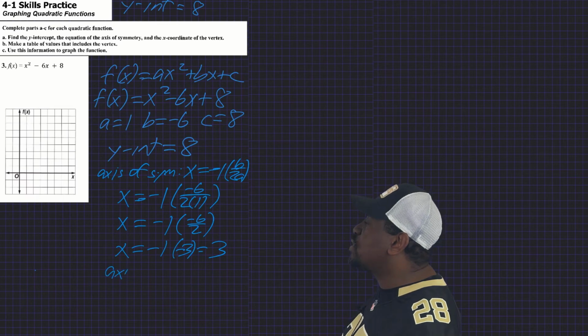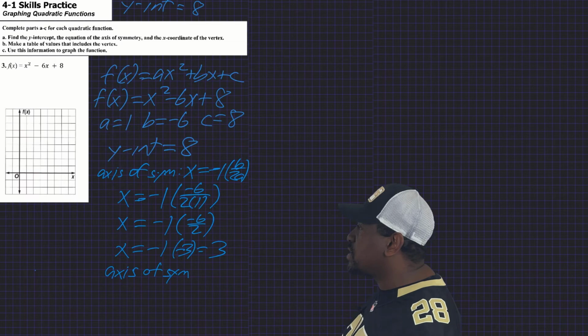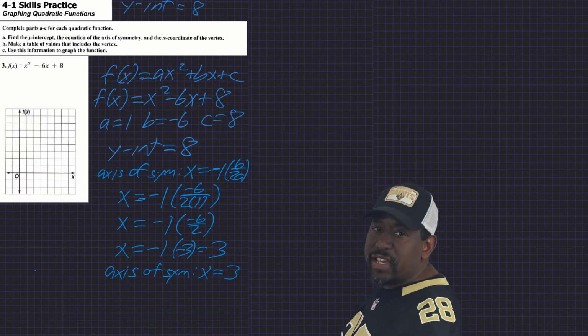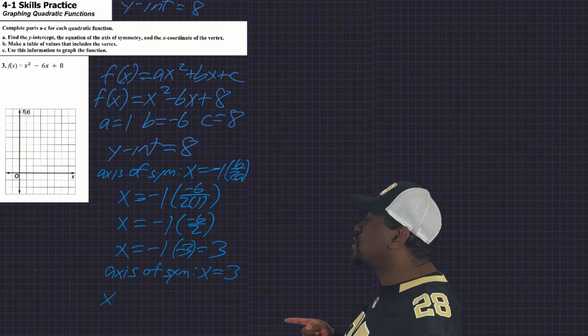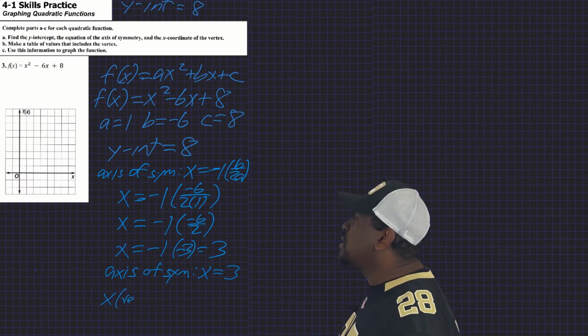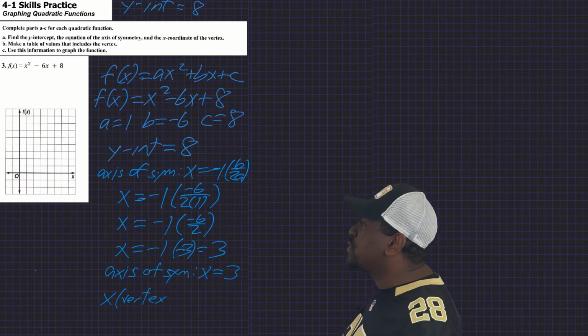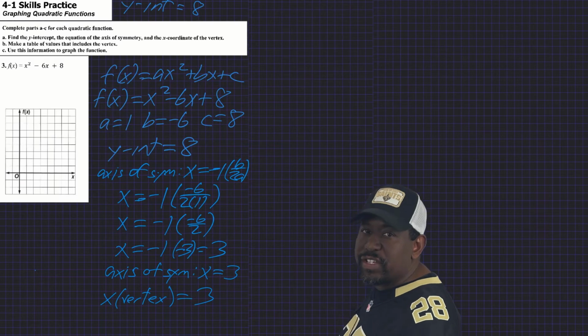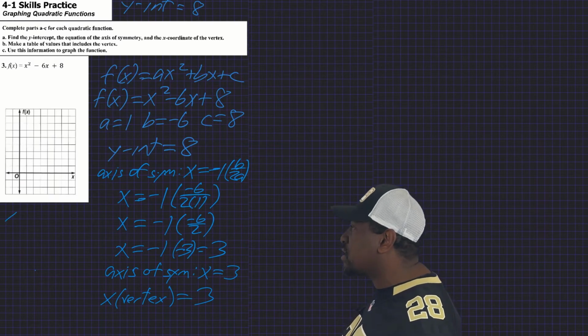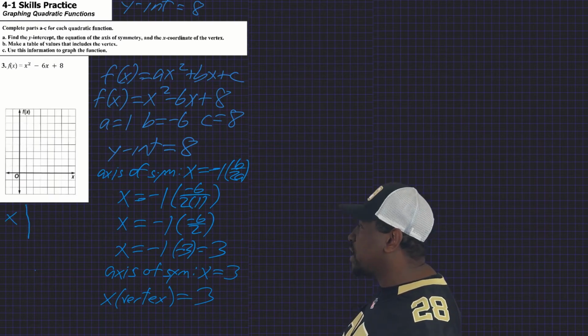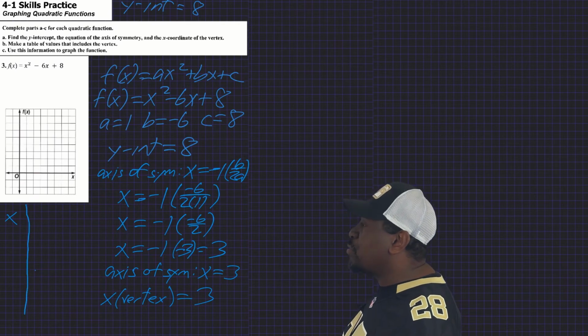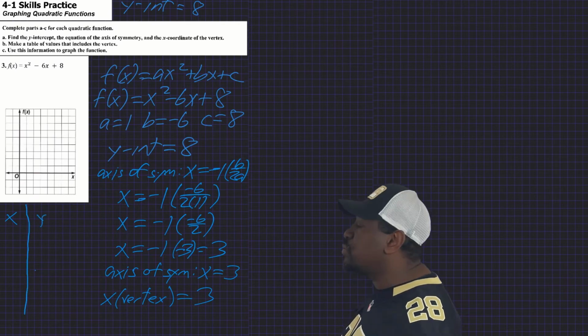Now the next thing we have to do is find the x-coordinate of the vertex. What I'm doing here is summarizing what we got for the axis of symmetry, which is x equals 3, as you can see on the screen. And now we're going to find the x of the vertex, but since the axis of symmetry and the x-coordinate of the vertex are the same, we don't have to do the calculation again. We just put x is equal to 3. So now we're able to start constructing our table.